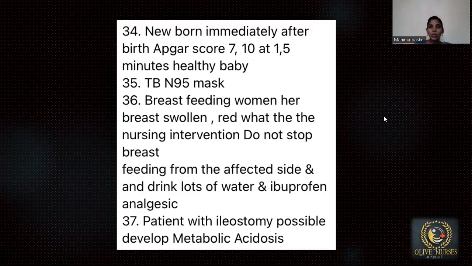So TB patient, don't forget N95 mask. Okay, so breastfeeding woman, her breast swollen and red. What is the nursing intervention? Okay, so remember, no abscess is formed. Only there is swelling, tenderness, redness. Can they feed the baby or not? Nursing intervention: do not stop breastfeeding from the affected side, drink a lot of water, Brufen analgesic. Okay, because the patient has only tenderness.